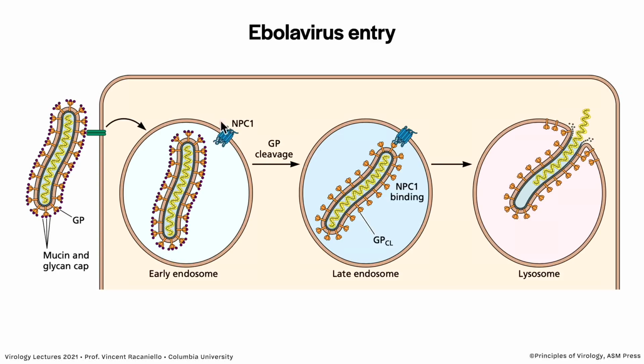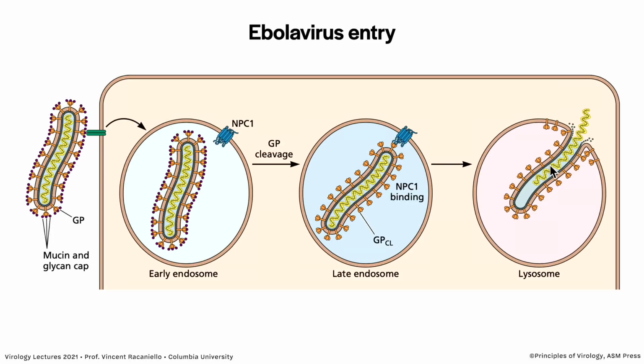These particles are taken up by endocytosis. As the endosome matures, the glycoprotein is actually cleaved by cathepsin proteases in the endosome, removes the cap, exposes a binding site for the receptor on NPC1. Niemann-Pick, it's a cholesterol transporter disease. NPC1 protein is the name of the protein. Ebola virus binds to it, and that actually catalyzes fusion in the endosome. So it's an interesting endosomal fusion receptor.